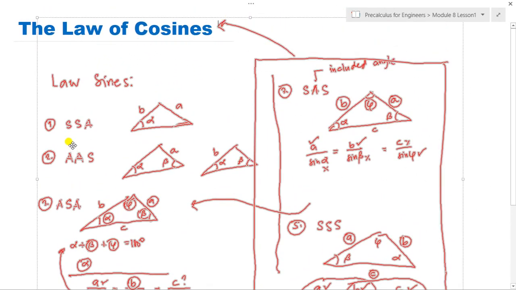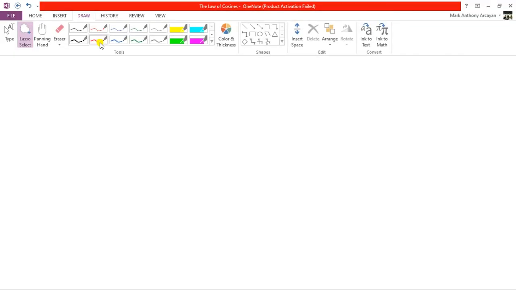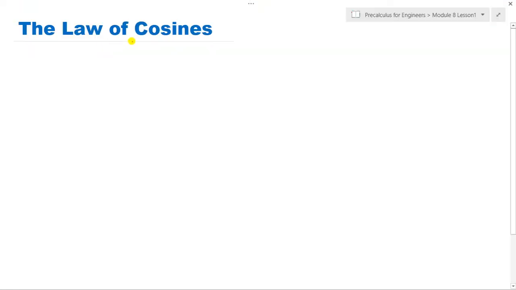Okay, for the law of cosines, still, this is for an oblique triangle. So if we have a given oblique triangle, this is alpha, so its opposite is side A. If this is beta, its opposite is side B. If this is gamma, its opposite is side C. Now, the law of cosines has three formulas. The first one is in terms of A.